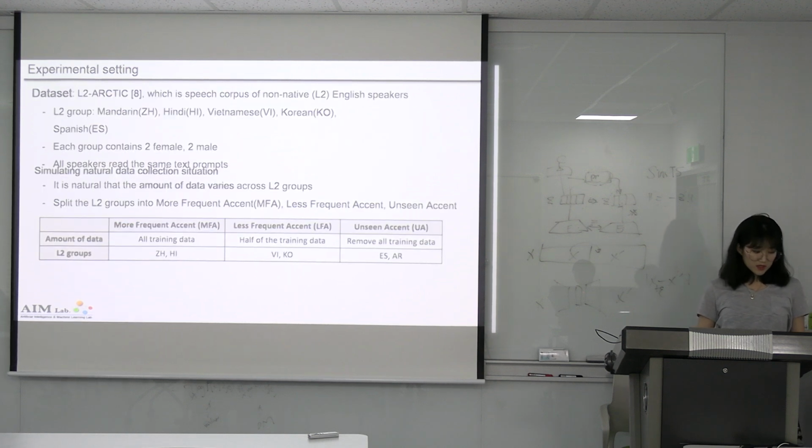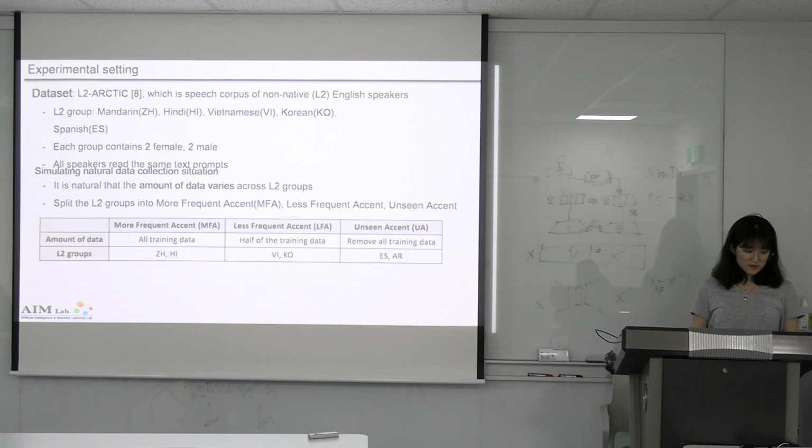After the overall explanation of the method, I will tell you about the experiment settings. The non-native speaker dataset used in this study is the L2-ARCTIC dataset, which has in total 24 speakers, including 2 female and 2 male speakers from 6 countries. The 6 countries are China, India, Vietnam, Korea, and Spain. This is a dataset in which the speakers read the same text. And additionally, in this study, the dataset was pre-processed assuming a natural data collection situation.